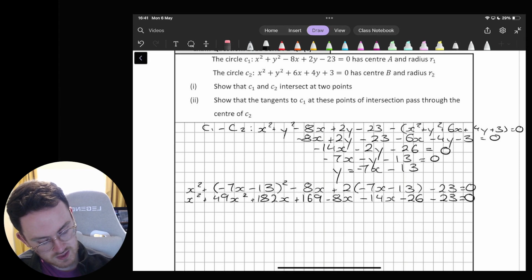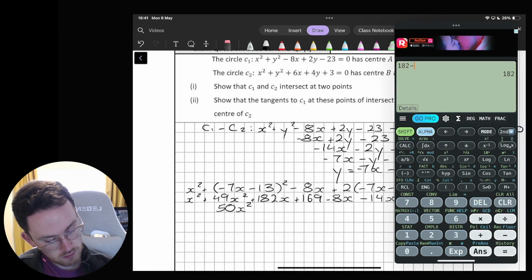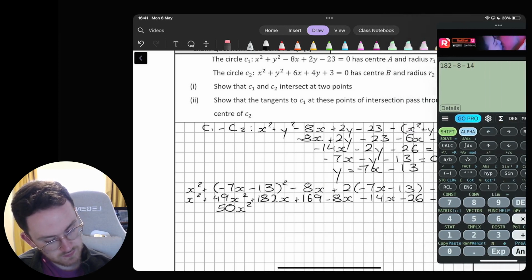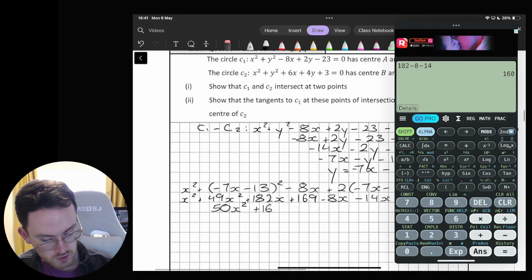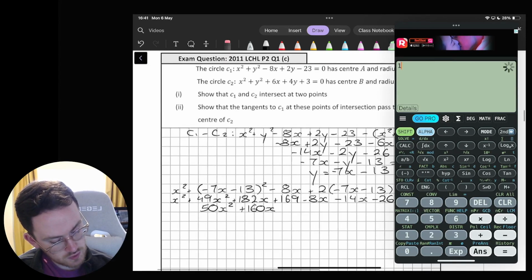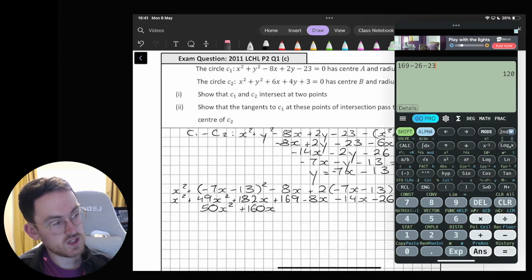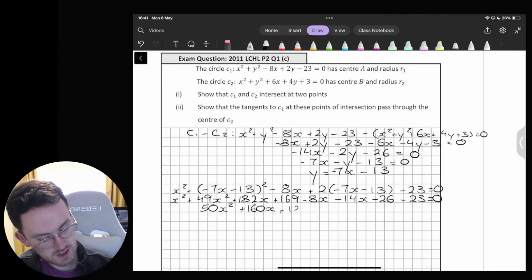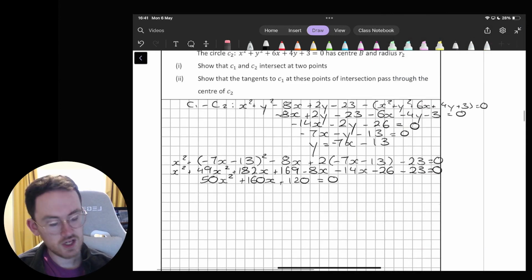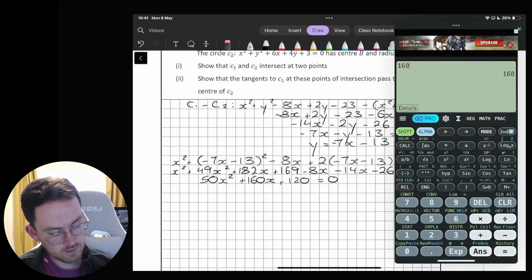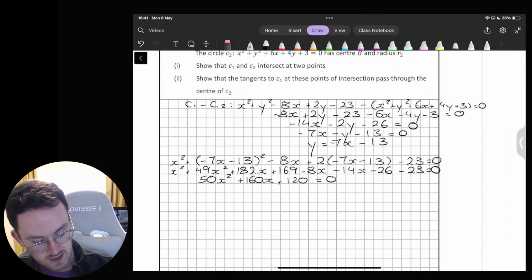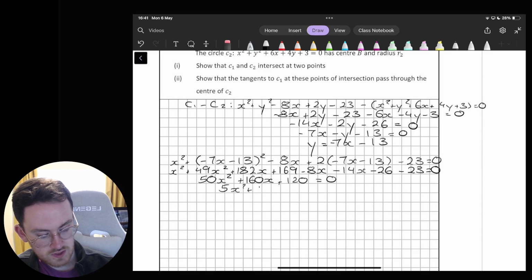Okay, so let's simplify all of this down then. So I get 50x squared. I get 182 minus 8 minus 14 is 160. So plus 160x, and then I have 169 minus 26 minus 23 gives me 120. Okay, plus 120 here equals 0. So I can definitely divide across here. Let's see what we can divide across by. 50 is not going to work for us there. We can definitely do 10. So let's do 10 and get 5x squared plus 16x plus 12 equals 0.